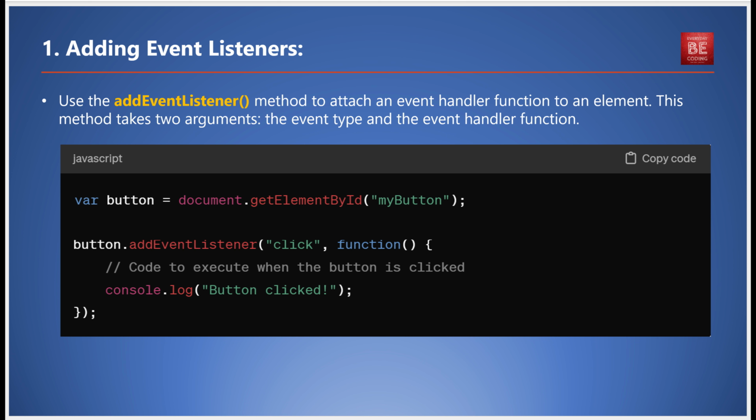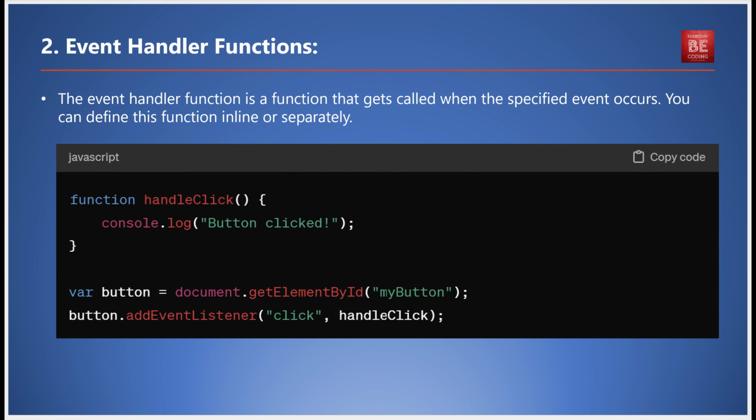Here's a simple example. Imagine a button on a web page, which we'll call myButton. In JavaScript, we can get a reference to this button using document.getElementById, myButton. Now we can add an event listener to this button that logs "button clicked" to the console every time the button is clicked.